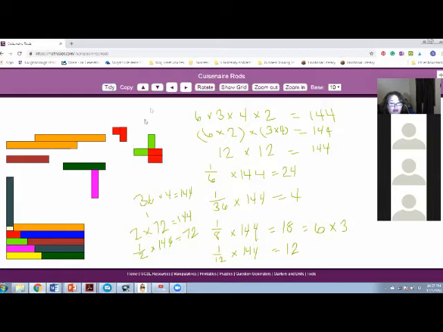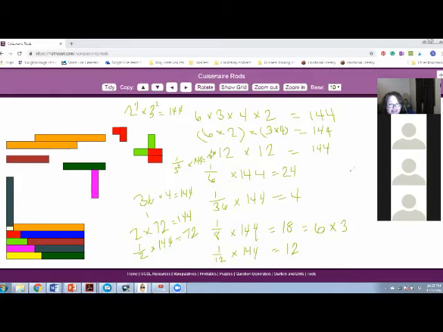So we have here 2 to the 4th times 3 squared equals 144. So I want to know what 1/3 squared of 144 is. 2 to the 4th. And what is 2 to the 4th? 16. Ah, 16. I worked it out another way. Okay, go ahead.